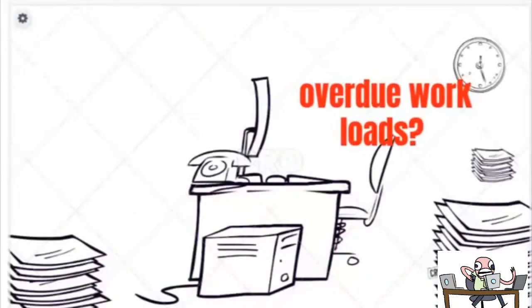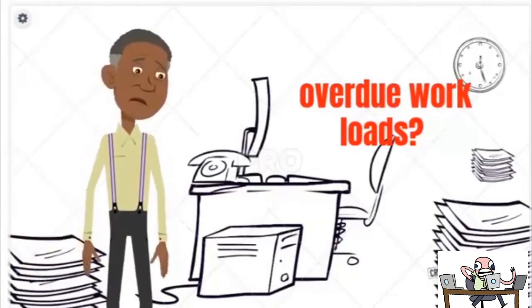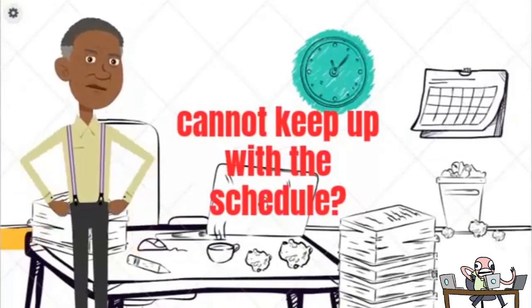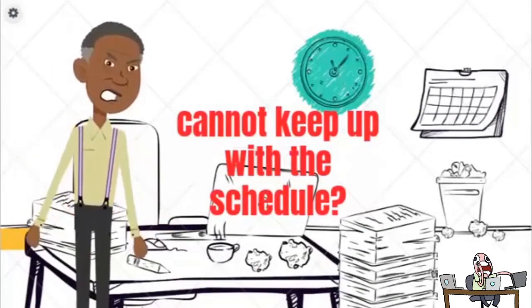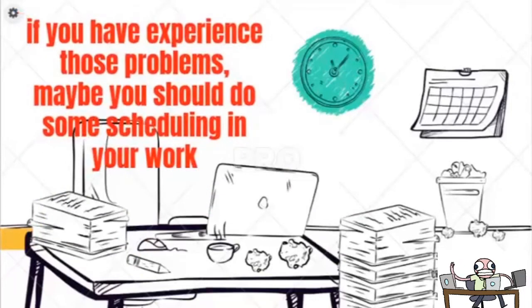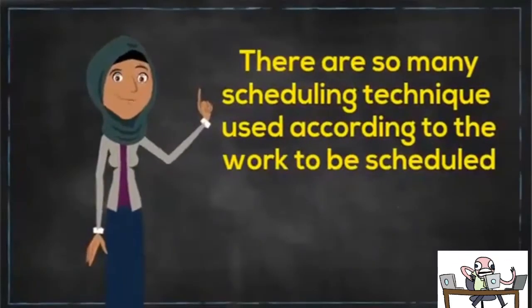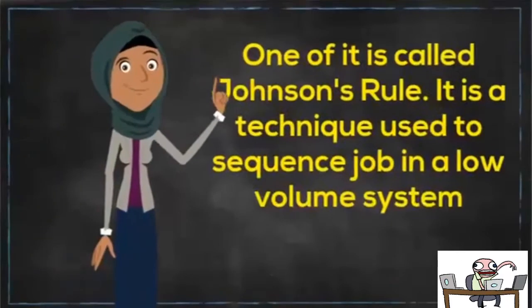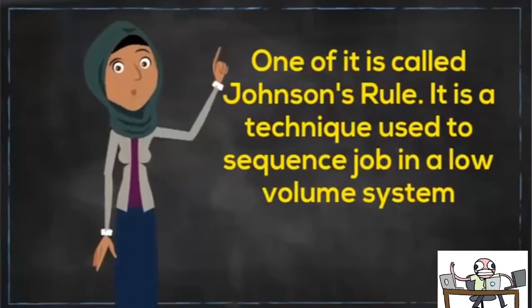Have you ever experienced overdue workloads? Or you cannot keep up with the schedule? If you have experienced those problems, maybe you should do some scheduling in your work. There are so many scheduling techniques used according to the work to be scheduled. One of them is called Johnson's Rule.